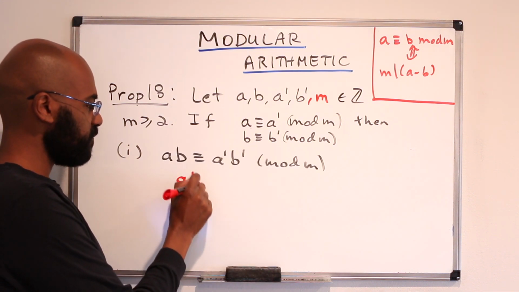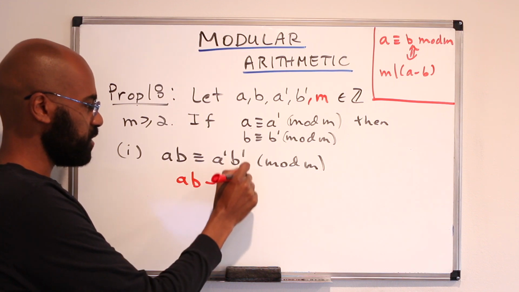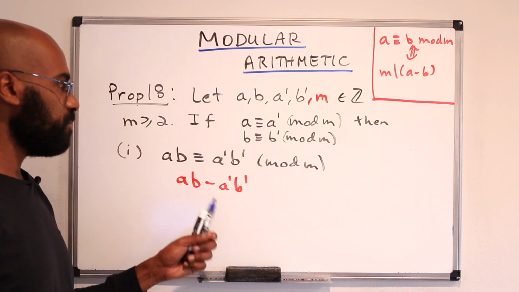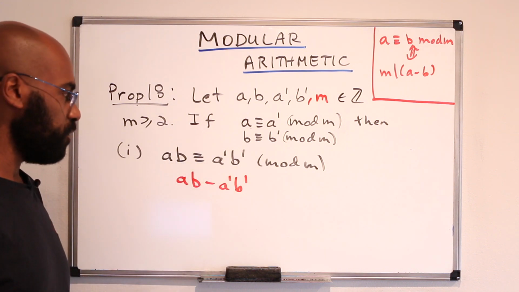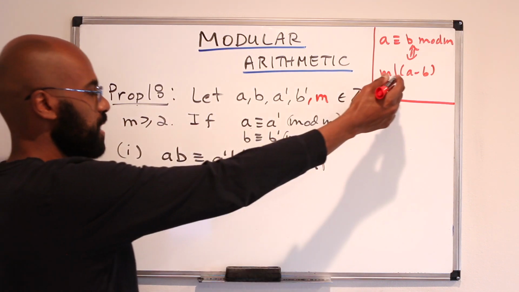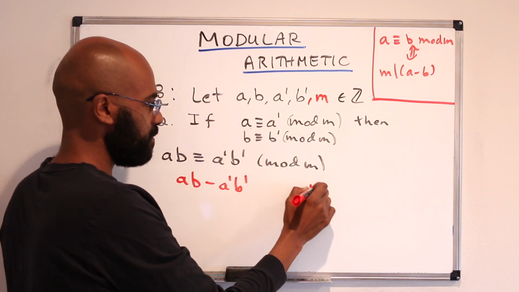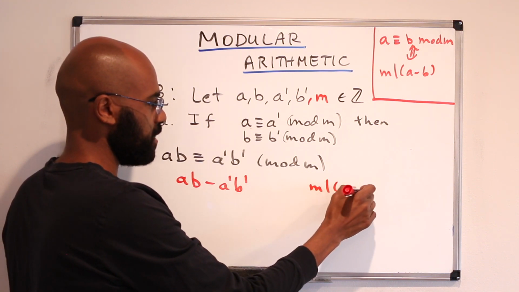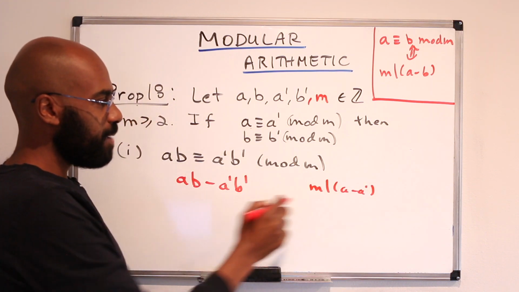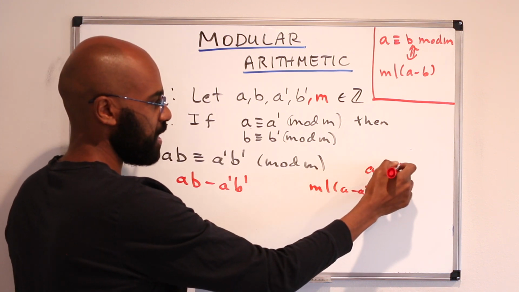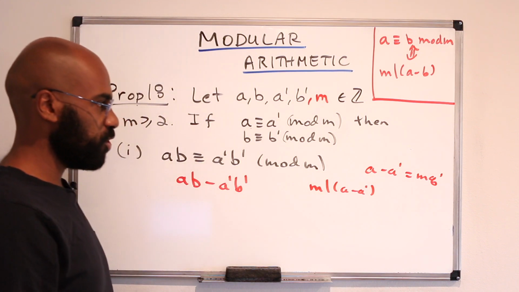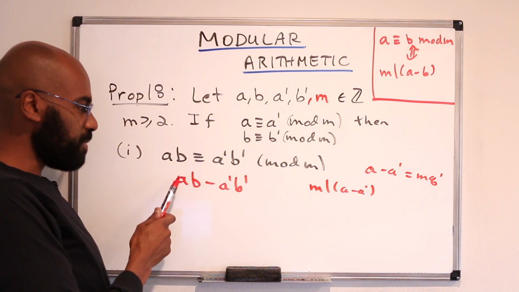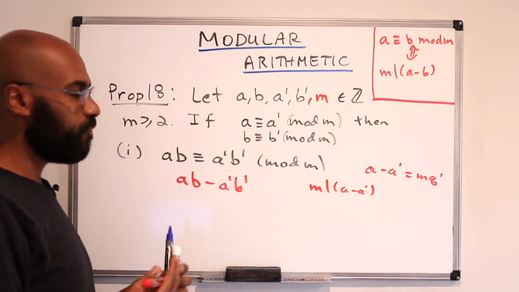So we're looking at the difference of these two expressions and wanting to know why this is a multiple of M if A is congruent to A prime and B is congruent to B prime modulo M. Now, using this idea, we have that M divides A minus A prime. So that means that the difference of A and A prime is a multiple of M, maybe M times Q prime. So we can use that somehow to simplify this expression and hope for the best.